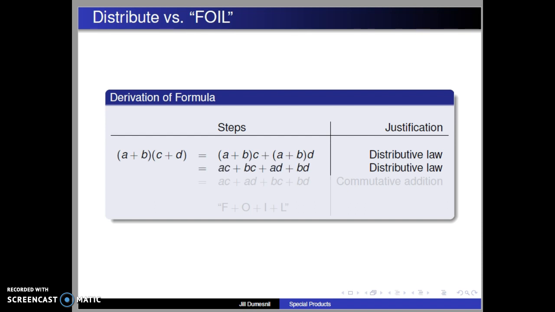Then we distribute again. Using the commutative law of addition on the inner two terms, we reorder AD plus BC. Thus, the product of the two binomials is exactly the sum of the products of the first terms, the outer terms, the inner terms, and the last terms.